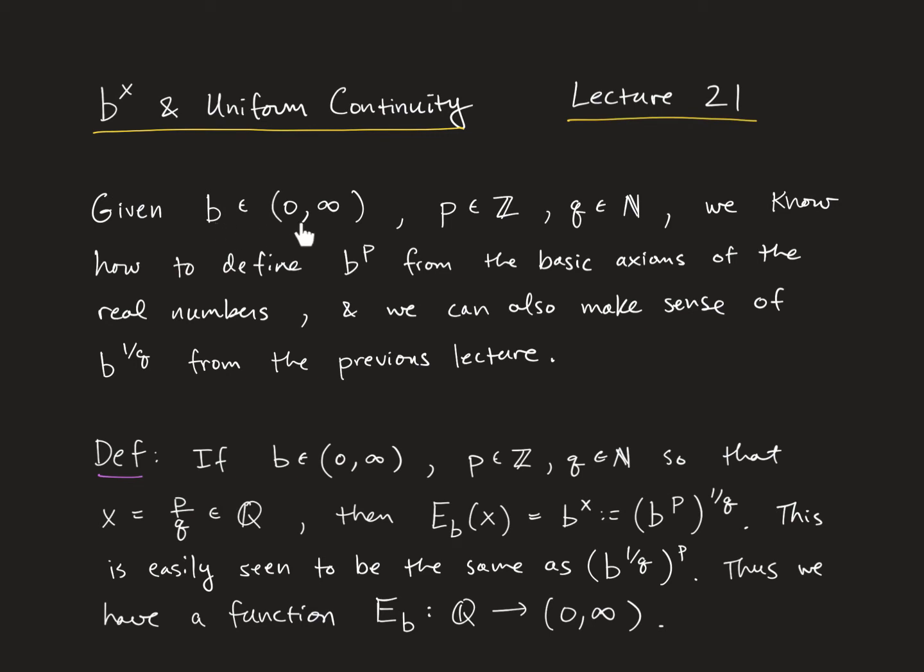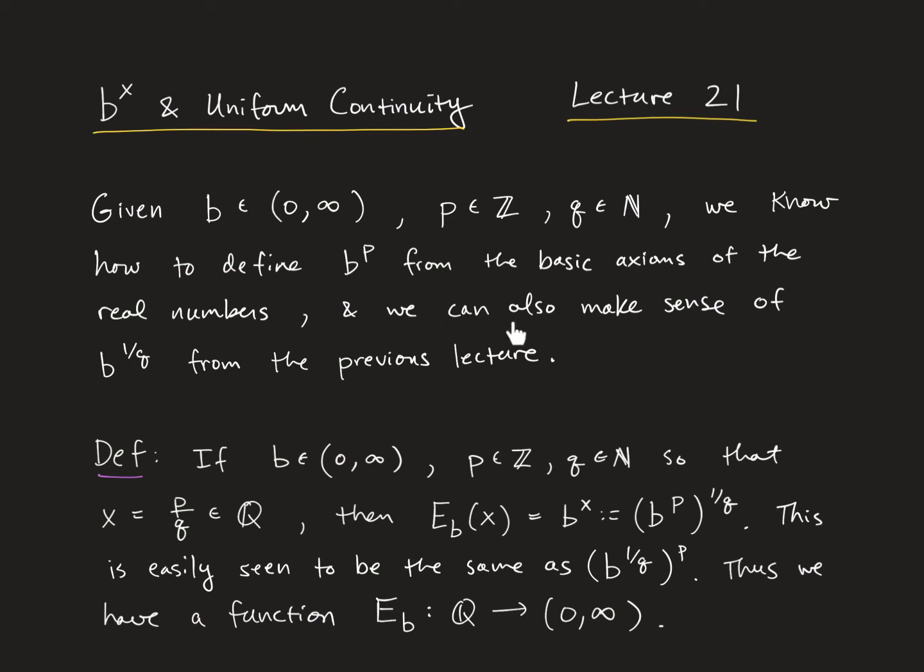So given some positive real number b, an integer p and a natural number q, we know how to define b to the p for any integer, right? So for a positive integer, b to the p is just repeated multiplication of b, p times. B to the 0 is 1, and b to a negative power is repeated multiplication with the multiplicative inverse of b. And this is just using the basic axioms of the real numbers to define this.